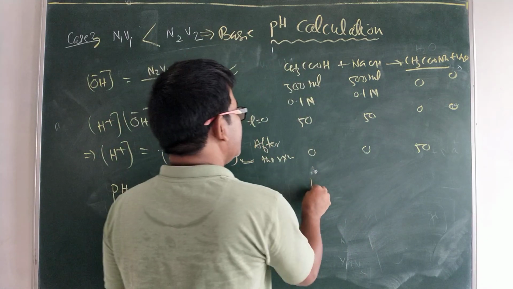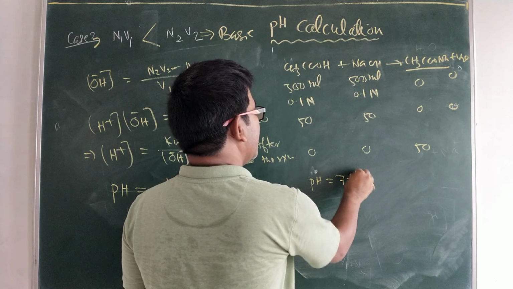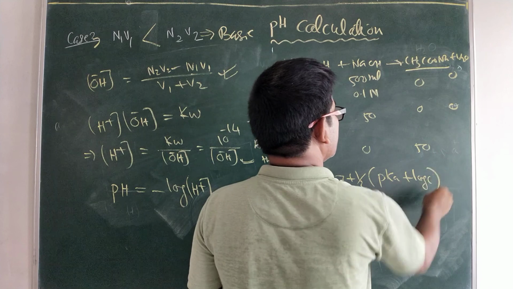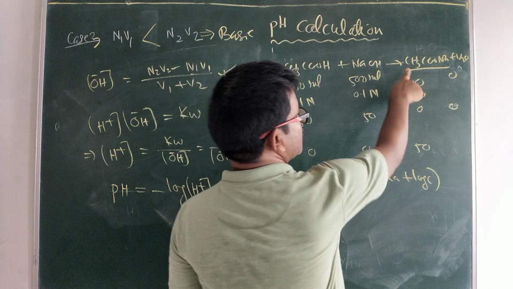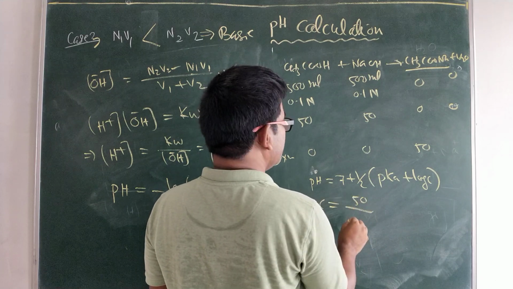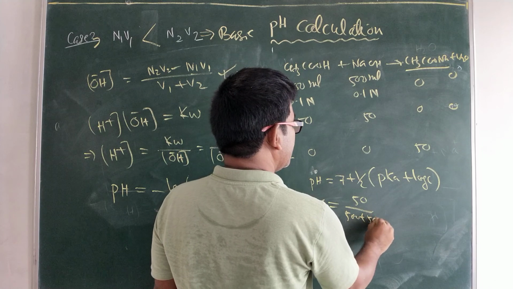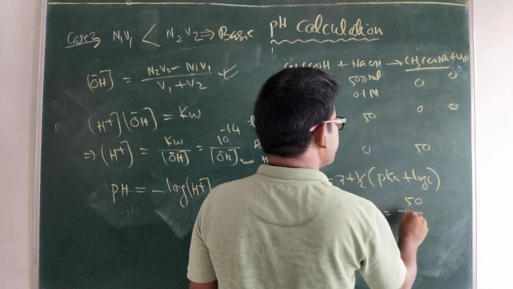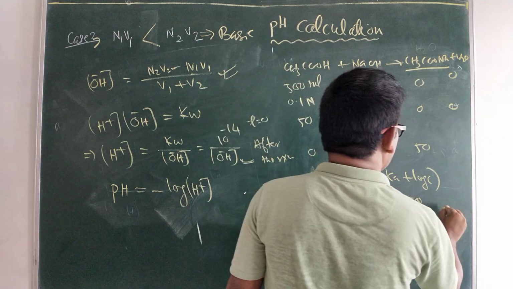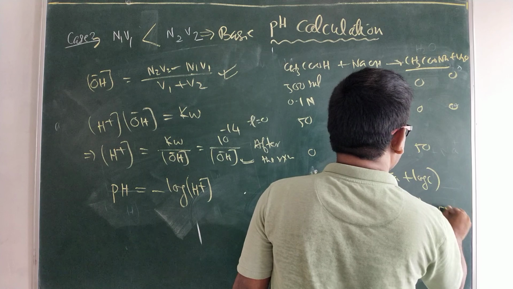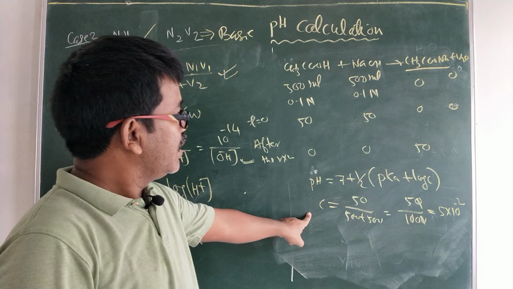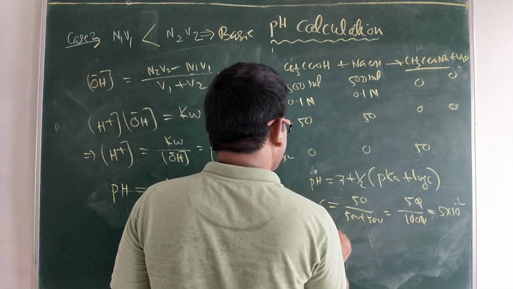Therefore, the formula is pH equal to 7 plus half pKa plus log C. C means milliequivalent of the salt by the total volume. Therefore, here C will be milliequivalent of the salt, 50, by total volume, 500 plus 500. That is nothing but 50 by 1000. This is nothing but your 5 into 10 to the power minus 2. That is C. And the pKa value will be given.